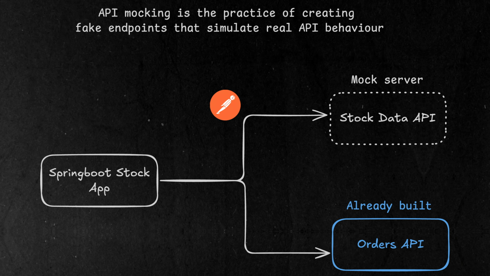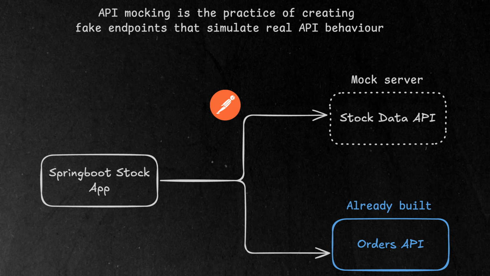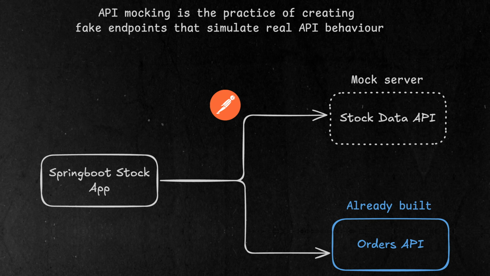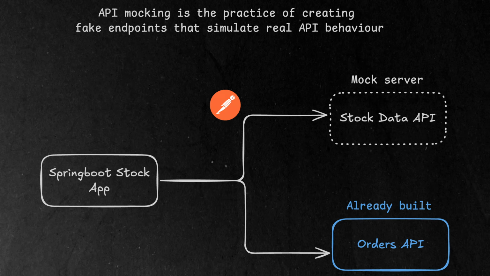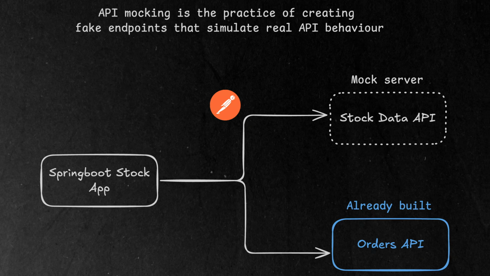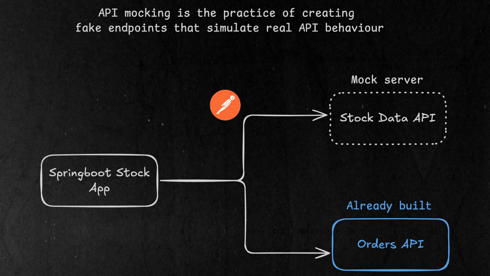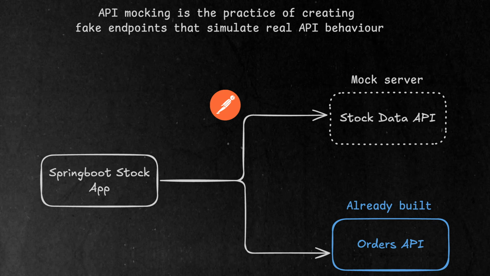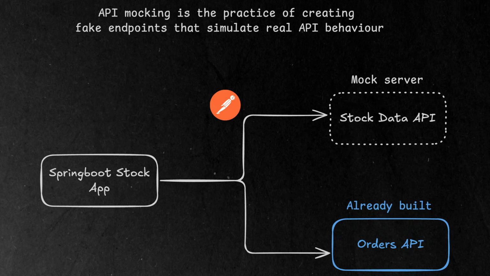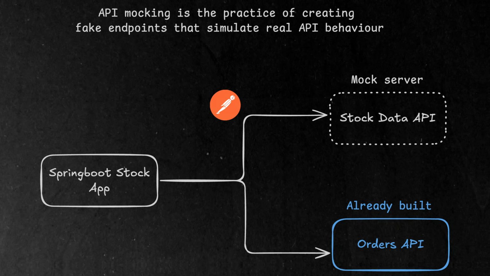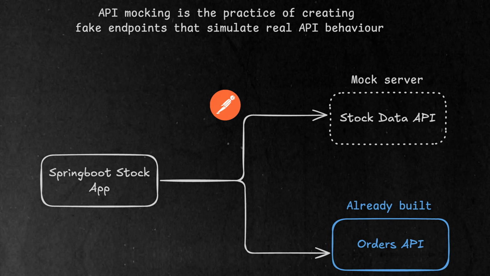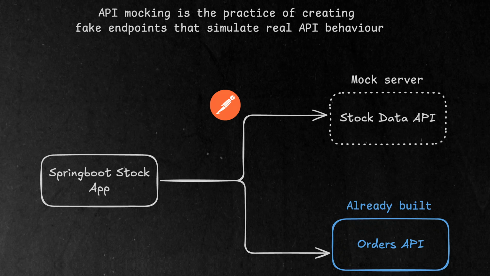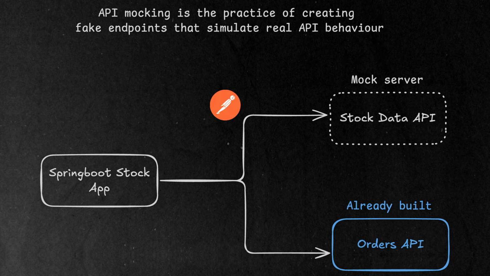First, let's quickly cover what API mocking actually is. API mocking is the practice of creating fake endpoints that simulate real API behavior. Think of it as creating a temporary stand-in for an API that doesn't exist yet or isn't available. Here's why this matters. Instead of waiting for backend developers to finish their work or dealing with unreliable external APIs during testing, you can create predictable, controllable mock responses that let you continue developing immediately.